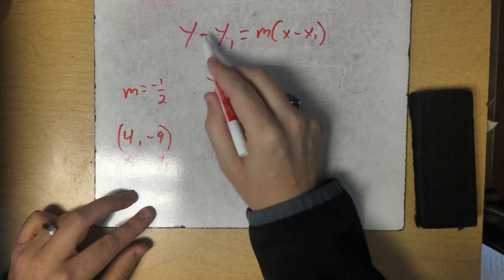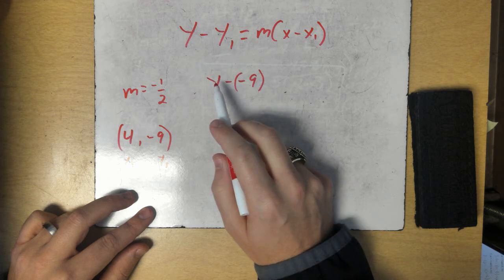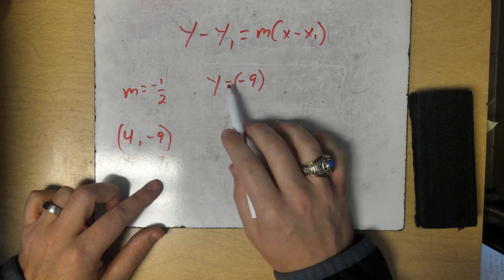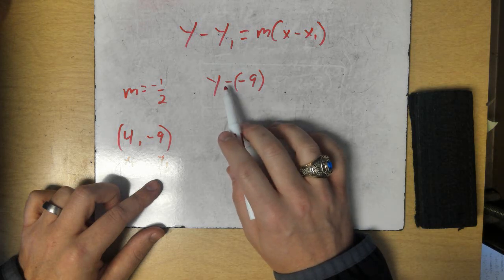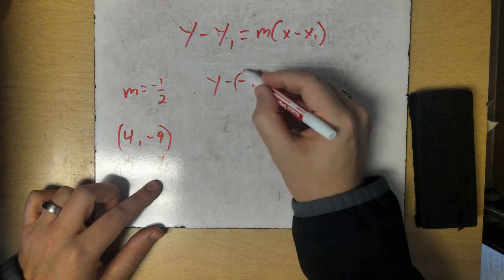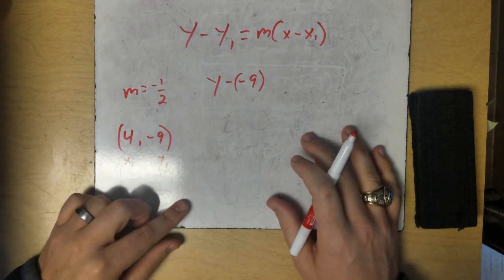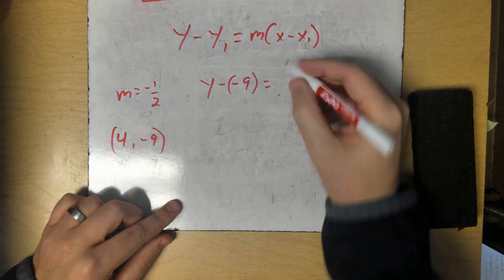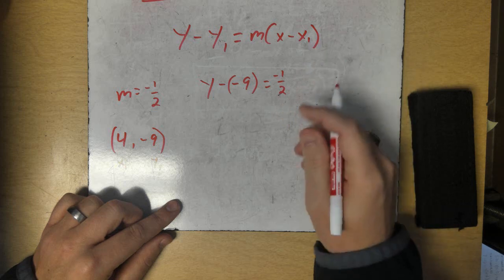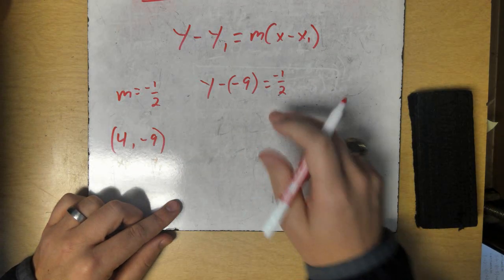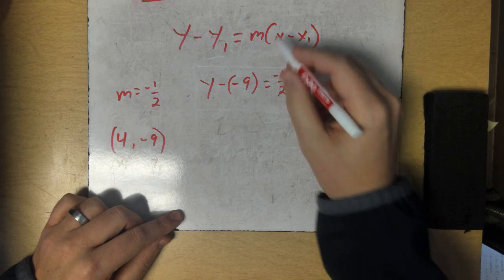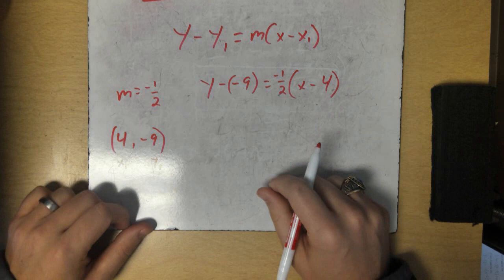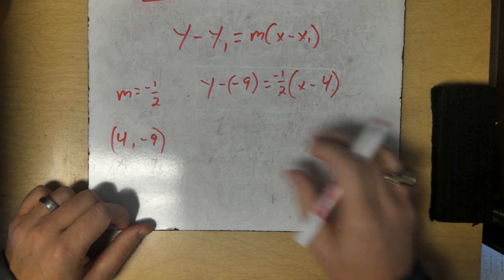Remember, this minus in the equation always stays here. If the number in the point is negative, you're going to keep that negative with the number and have the minus sign there as well. So we're going to have this minus negative 9 right here. I use parentheses to show it's a negative number. Equals m. Remember, m is negative 1/2. Just write it down. Don't freak out about fractions. We're just taking the fraction and moving it over here. That's all we're doing with it. And then x minus our x1, we see it's 4. So 4.